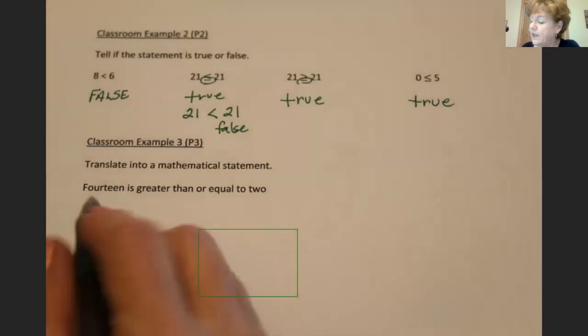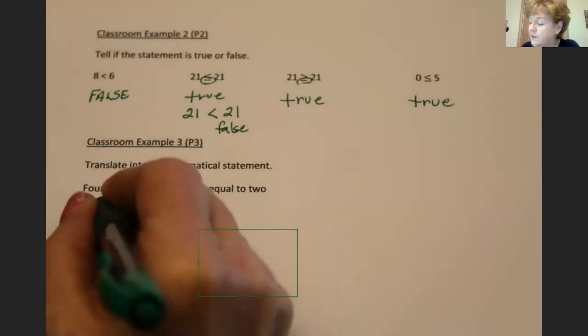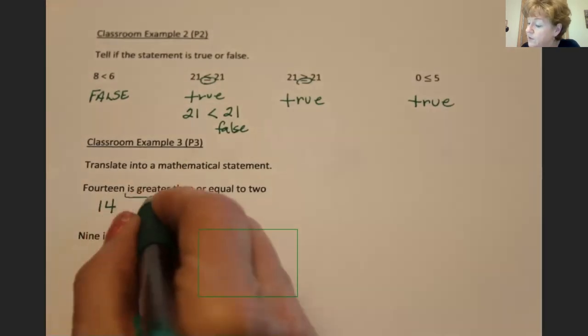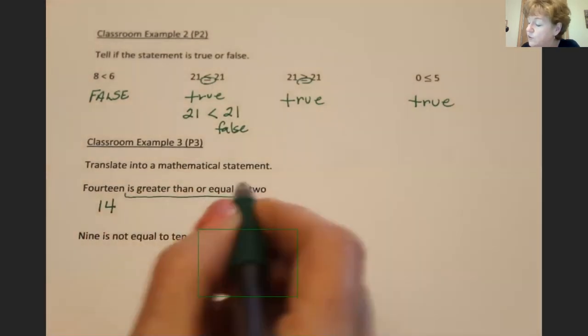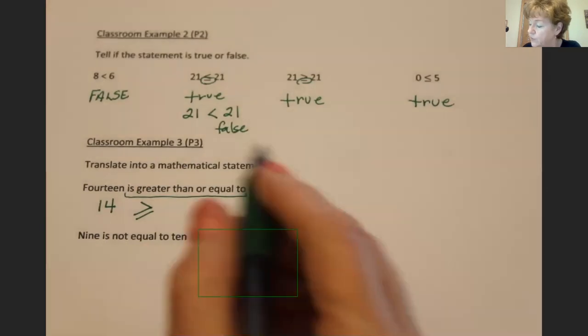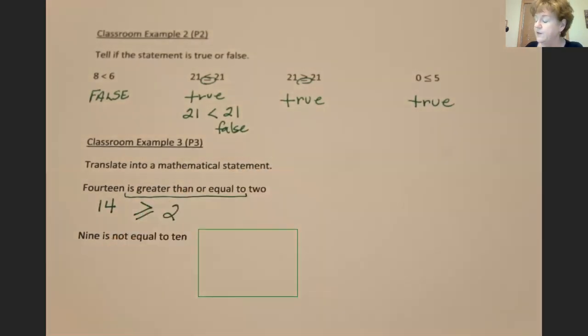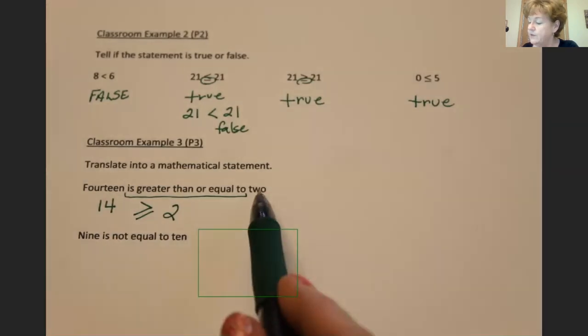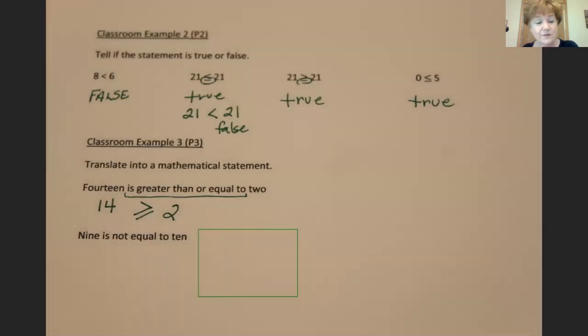But here the word 14 is going to become the number 14. The phrase is greater than or equal to would be represented by that symbol. And then the number 2 would be represented by the numeral 2. So here's an English statement, and here's a mathematical statement.